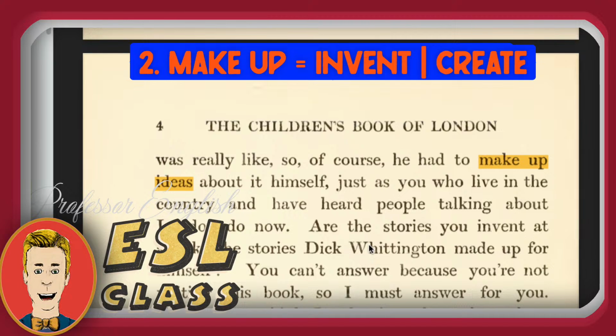Okay, let's try another example of using the phrasal verb make up, which means create or invent. Here's another sentence. He created stories about his friends. What is another way to say create? Make up. So let's change the sentence. He created stories about his friends. Let's use make up. He made up stories about his friends.